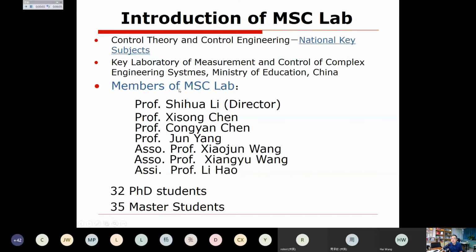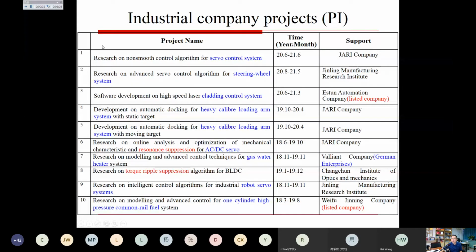We have a lab with 7 professors and many PhD and master students. So we are a big group compared to other groups in our school of automation. Currently we have some company projects underway. The first one is non-smooth control for servo control systems. Also, for steering wheel systems, it's also servo control, and for cladding control systems for different companies. The third one is the ninth project from the same company, Aston. So we have a very long-term cooperation with some good automation companies in China.